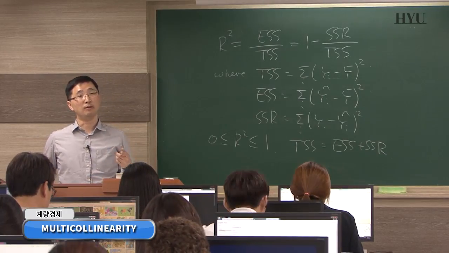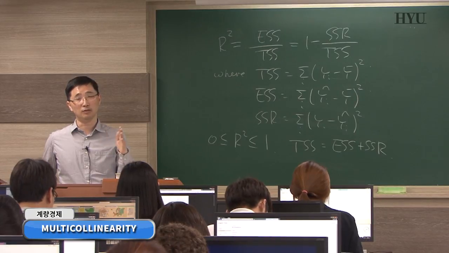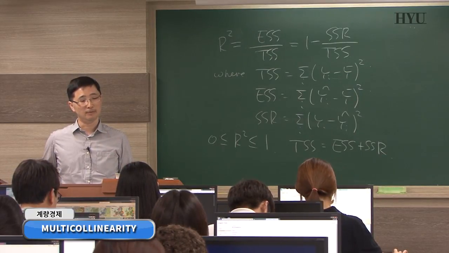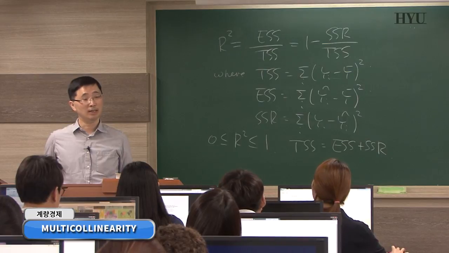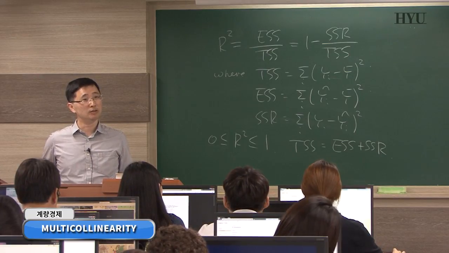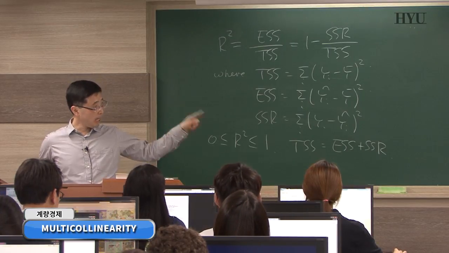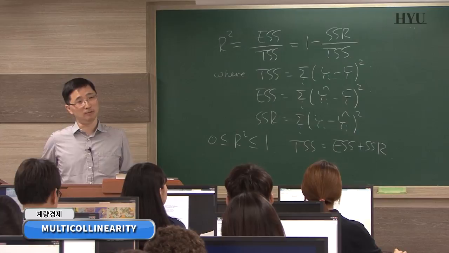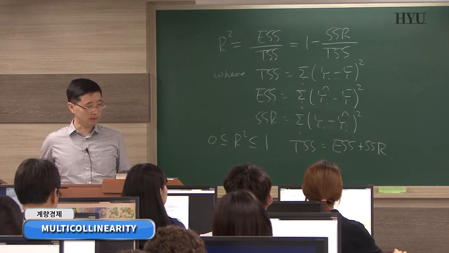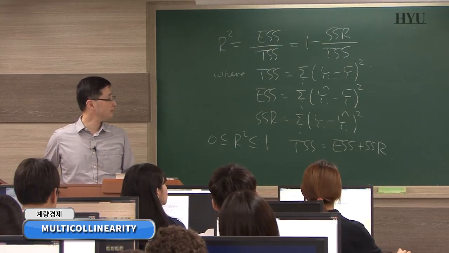And larger R squares means that the regression explains lots of variations in the dependent variable. So R squared being 0.6 means 60% of the variations in dependent variable is explained by those k number of independent variables, okay? Or simply by the regression. So far, everything is really good.